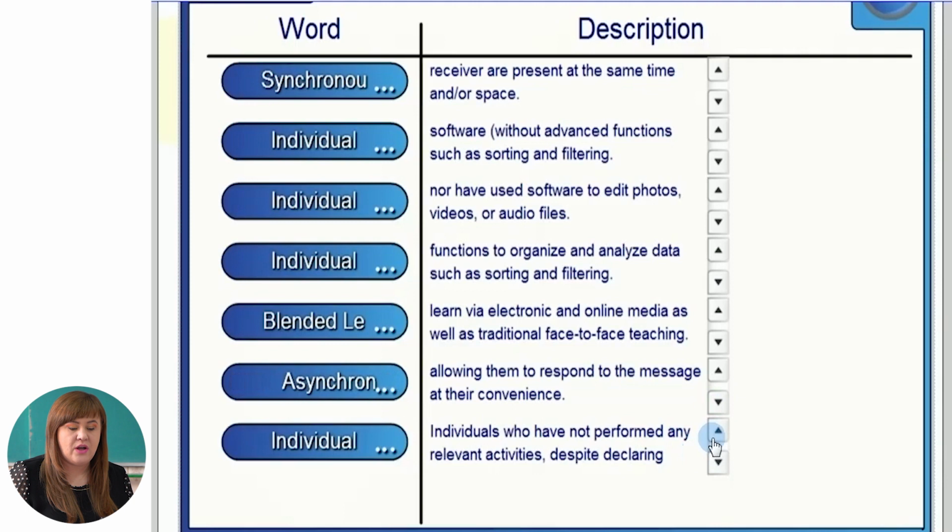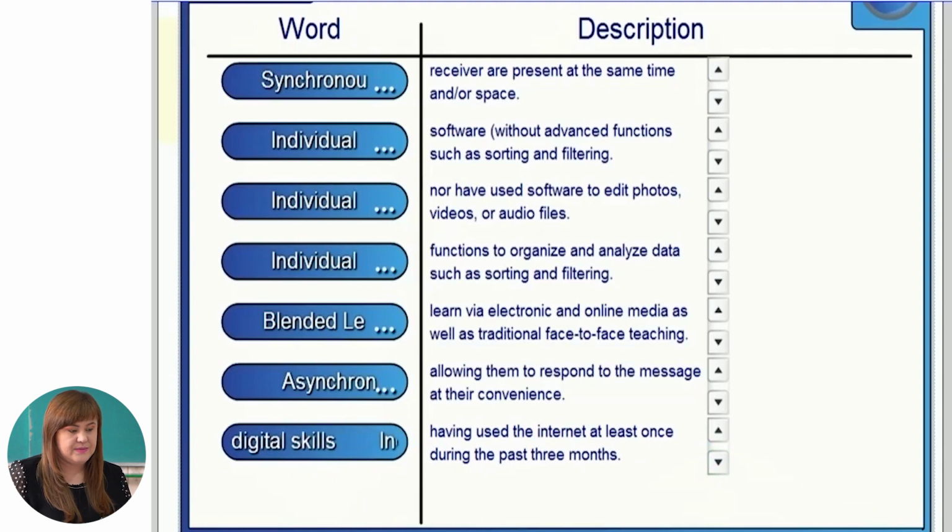Individuals who have not performed any relevant activities, despite declaring having used the internet at least once during the past 3 months. This definition is used for the criterion individuals with no digital skills.